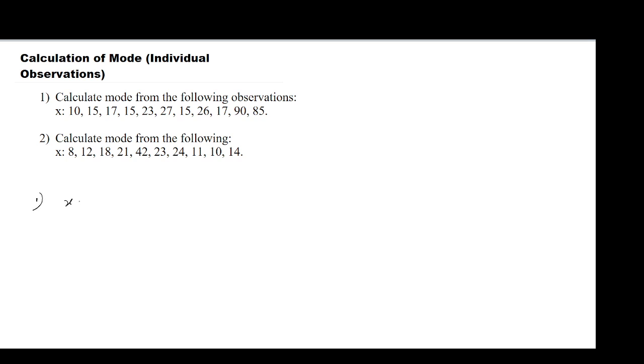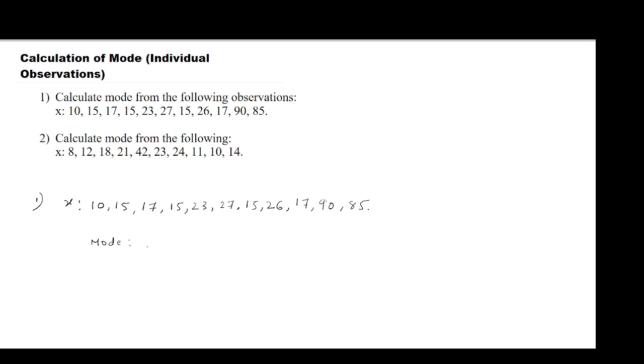So let me write down the x values as it is. 10, 15, 17, 15, 23, 27, 15, 26, 17, 90, 85. So these are the x values given. Now I have to calculate mode.